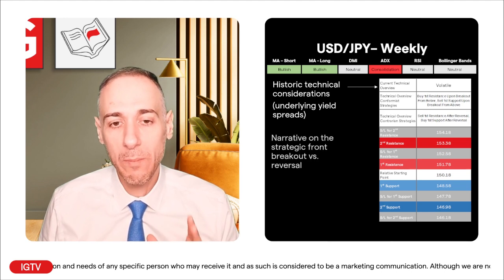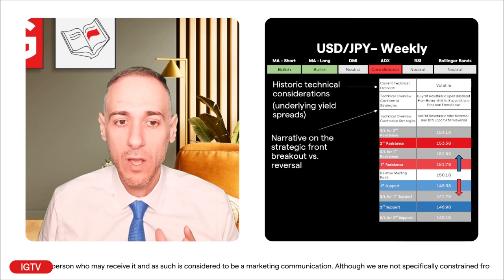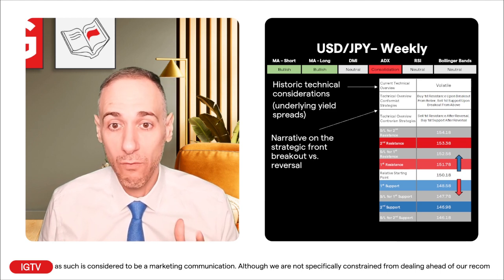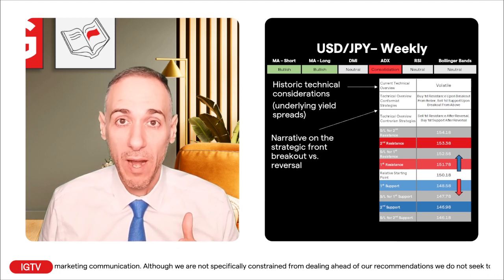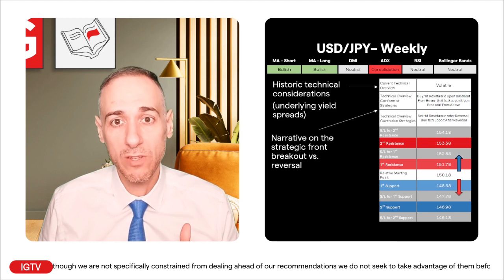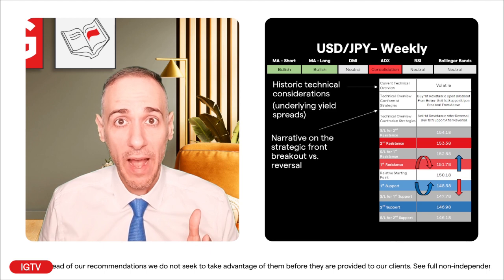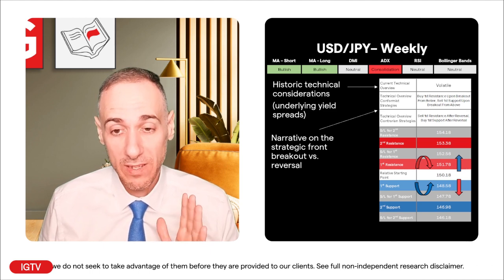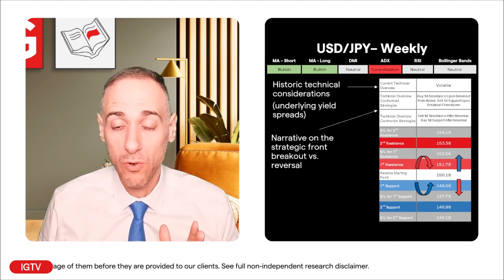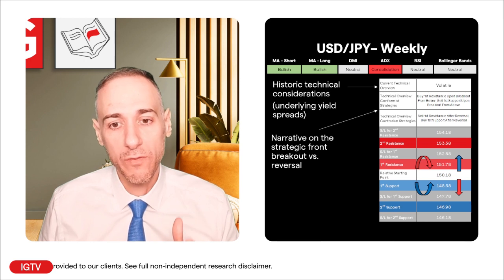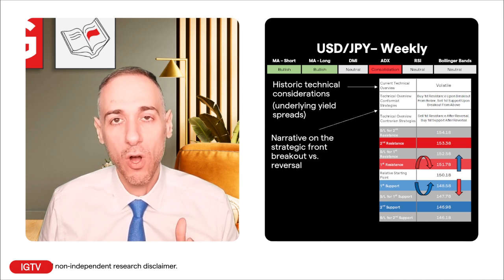But owing to historic technical considerations as well as underlying yield spreads, the overview is a bit more volatile. And that means that on the strategic front, the narrative is breakout versus reversal. Conformist strategies being buy breakouts off the first resistance, sell breakouts off the first support. Contrarians being sell after a reversal, not a significant one. This isn't a cautious consolidation overview like we saw with EUR/USD, but selling after a reversal off the first resistance or buying after a reversal off the first support.